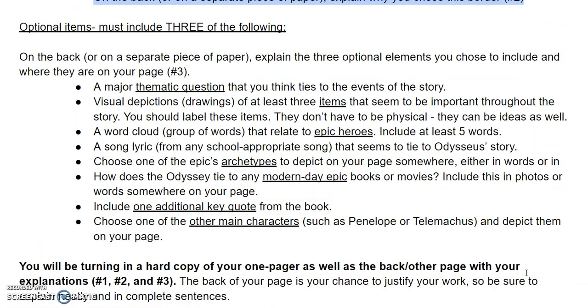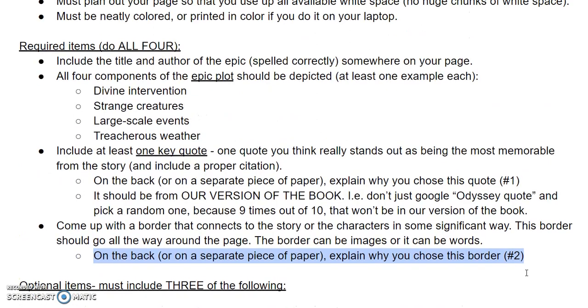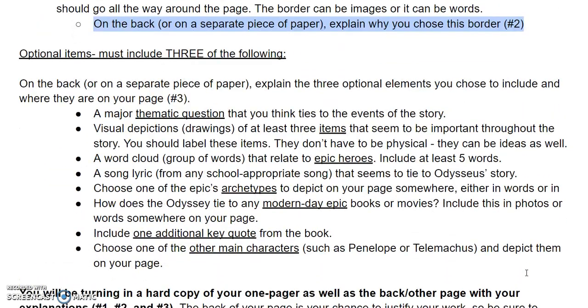And then finally, so all those are required. Then I need you to pick 3 optional items.